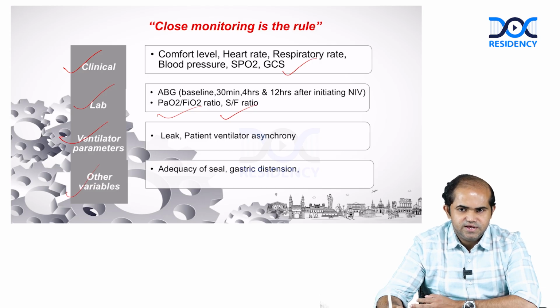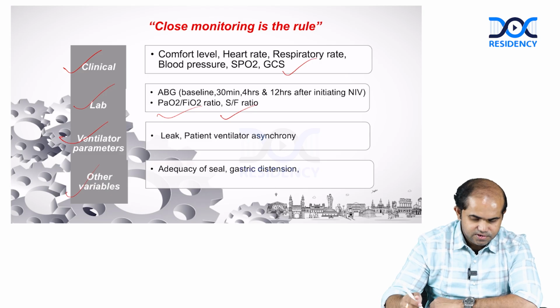As I said, NIV will help in generating good tidal volumes. CO2 removal will be done, your respiratory stress will come down, and at the same time your hypoxia will get better. Ventilation-perfusion matching gets better. So in that way, your PF ratio and SF ratio get better.